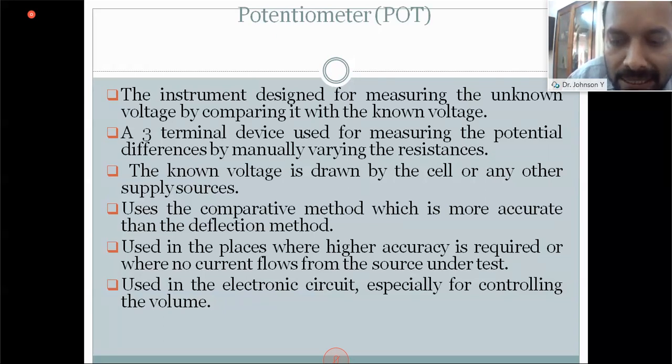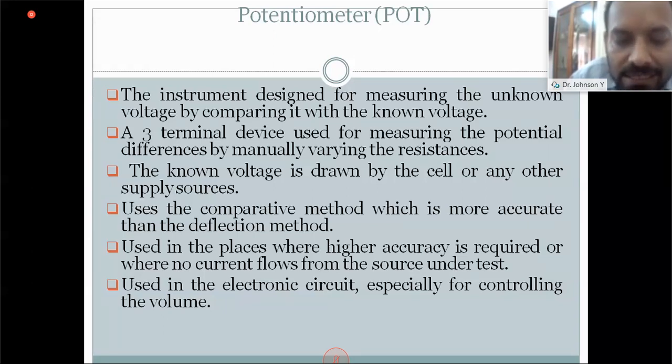Here we use the comparative method. The comparative method, as we know, is a comparison between the known voltage and the unknown voltage. And this method is more accurate than the deflection method. In the deflection method, we see the deflection of the pointer in the instrument. But here, there is no such thing. Only the comparison between a known and unknown voltage happens. And this instrument is mainly used in places where high accuracy is required.